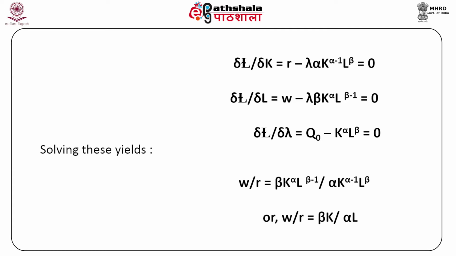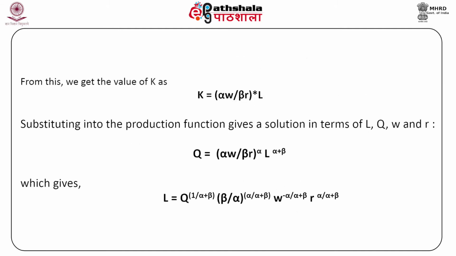Equation 8. Solving these yields w upon r is equal to beta K raised to the power alpha L raised to the power beta minus 1 upon alpha into K raised to the power alpha minus 1 L raised to the power beta, or w upon r is equal to beta into K upon alpha into L. From this we get the value of K as K is equal to alpha into w upon beta into r into L. Equation 10.